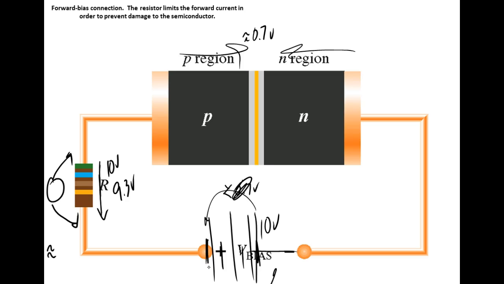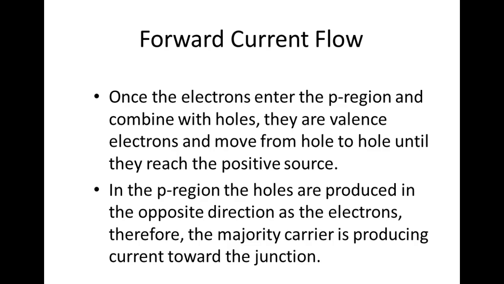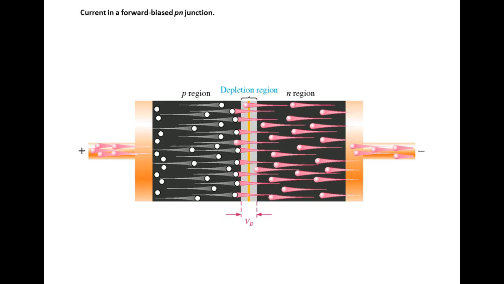Which is real neat. And we call that rectification. Forward current flow. Once electrons enter the P region and combine with the holes, they are valence electrons and move from hole to hole until they reach the positive source. In the P region, the holes are produced in the opposite direction of electrons. Therefore, the majority of carriers produce current toward the junction, right? We already said that. This is what we got here.